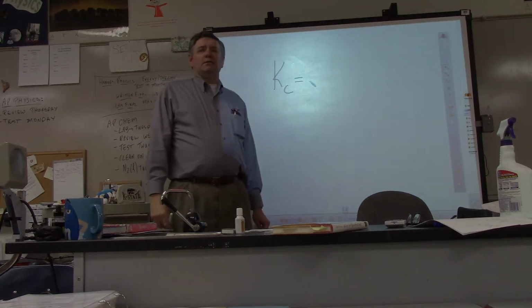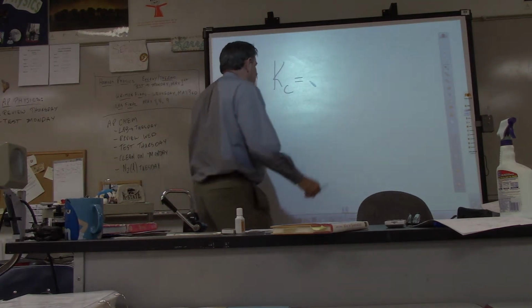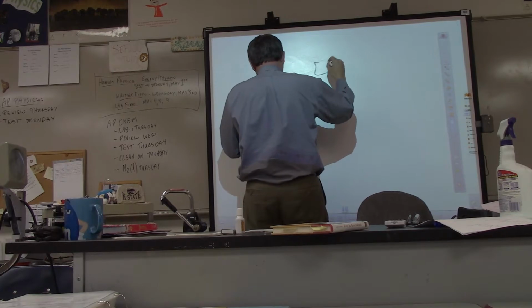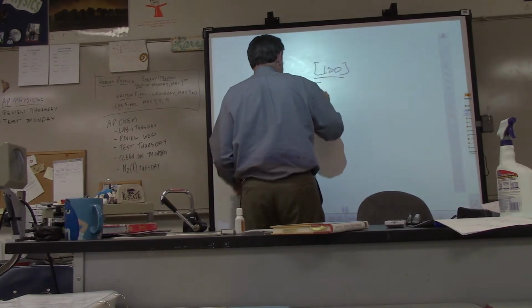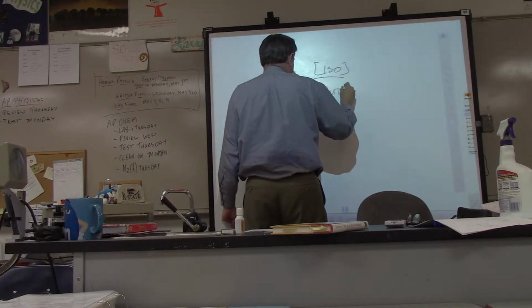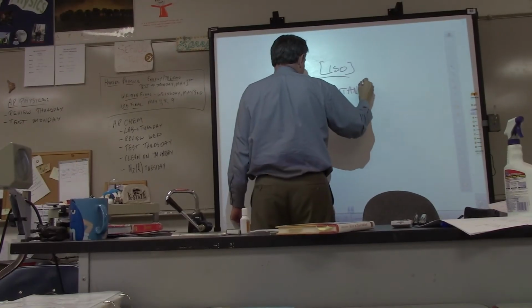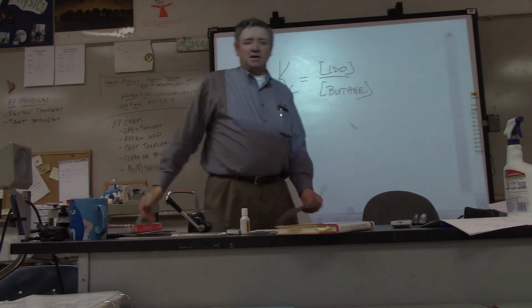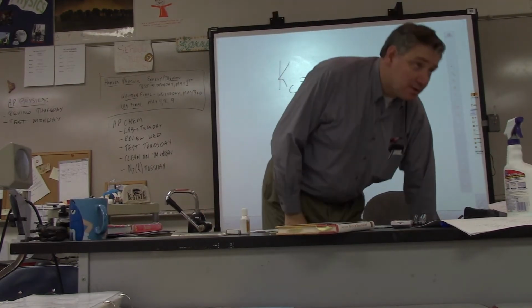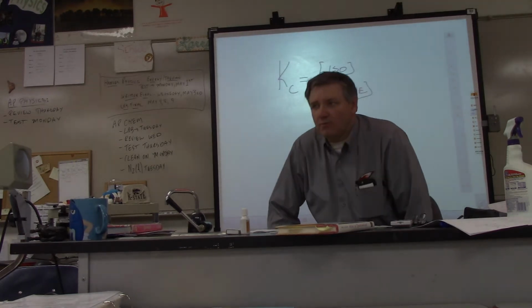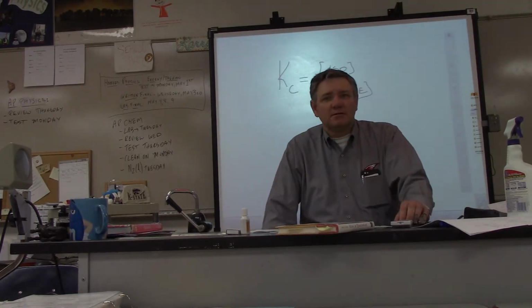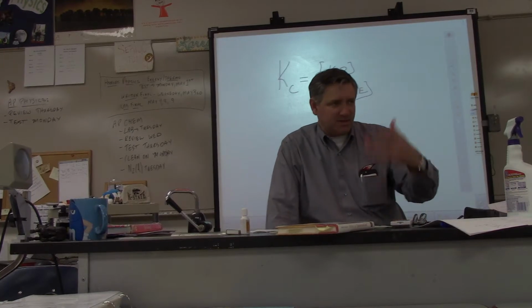So, how are you going to do your KC? Products over reactants. So it's going to be the concentration of your isobutane divided by the concentration of your butane. Right? Okay? So, is anything squared or cubed? No. Why? Because you don't have a coefficient. Yeah, there's no coefficients in front of it. Everything's just a one-to-one ratio.